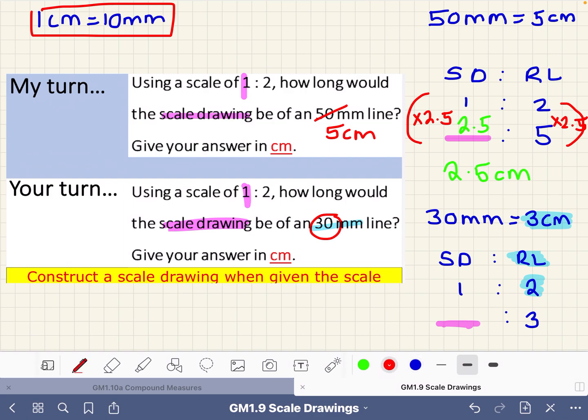We now need to see how do we get from 2 to 3. We can work that out by saying 3 divided by 2 is 1.5. That means I would need to multiply by 1.5 to go from 2 to 3. I would also need to multiply this side by 1.5 to make sure it balances. That means my scale drawing is 1.5 centimetres.